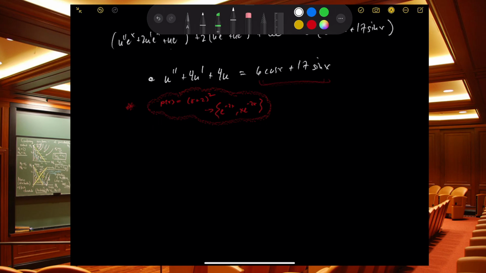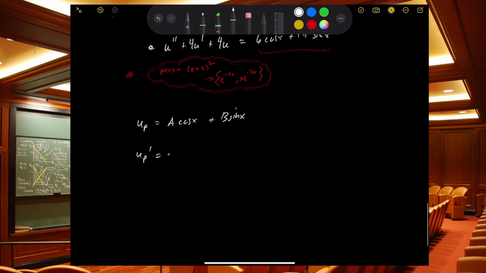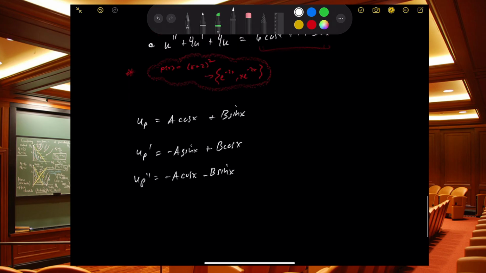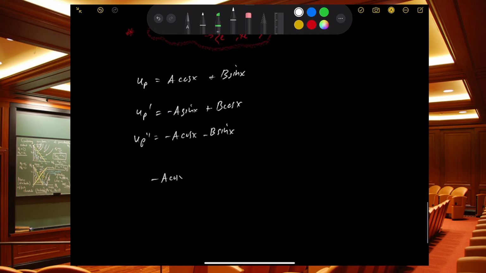So back to here. Now we're guessing, just like in our first problem, that u sub p is going to be of the form a cos x plus b sine x. So this means u p prime would look like this, and u p double prime like this. Then plugging back into this equation here: negative a cos x minus b sine x, plus 4u prime. Let's just do that out here.